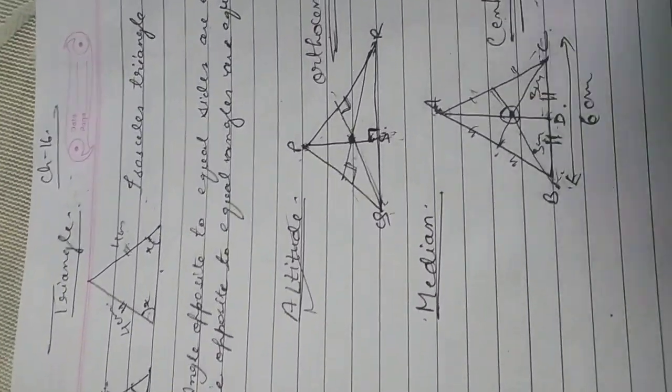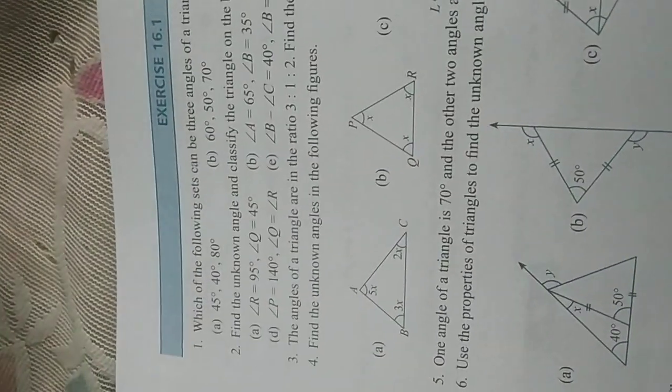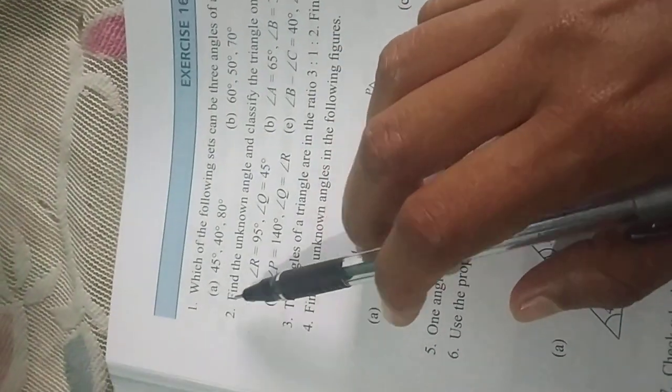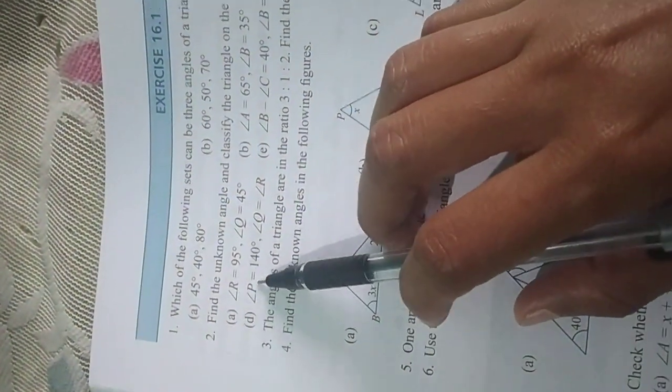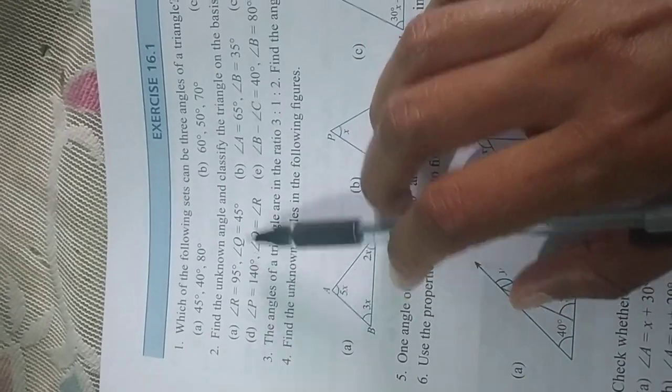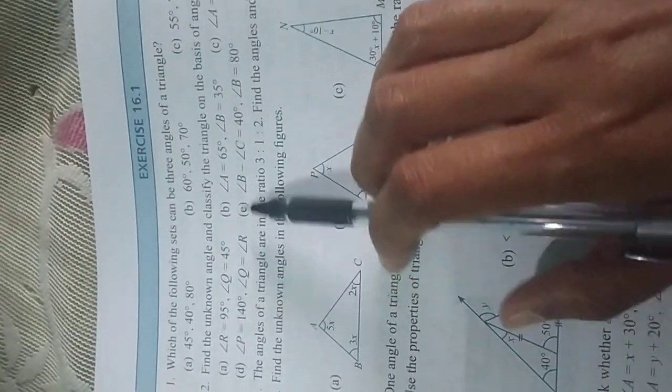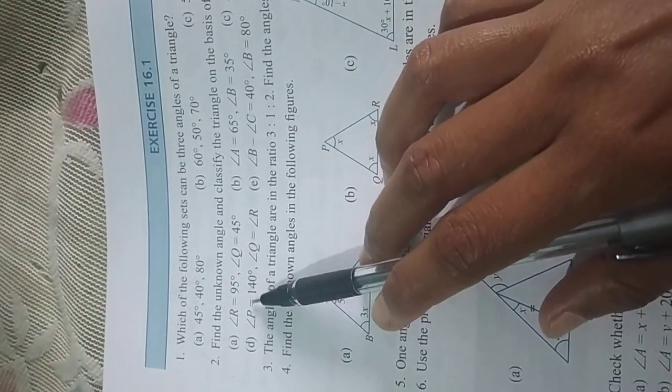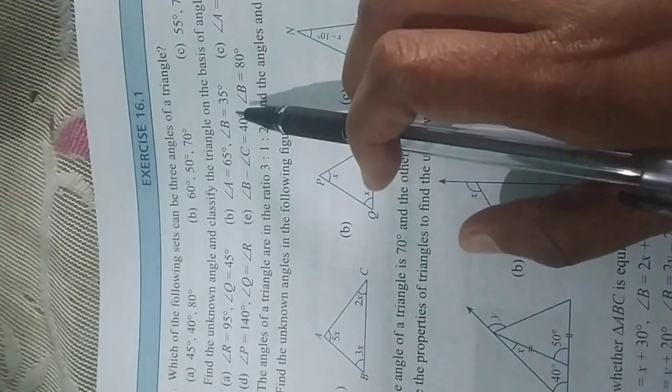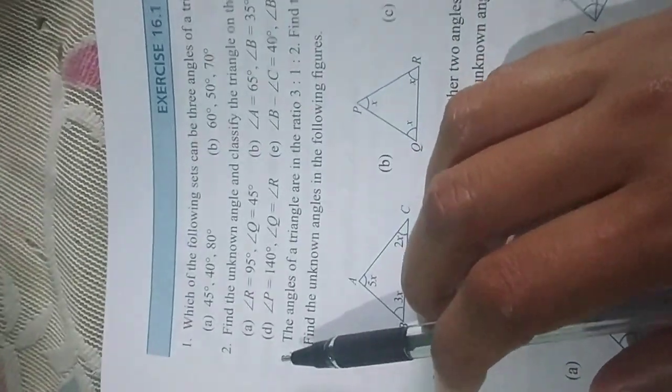Now students, come to the exercise questions. I told you to do questions number 1 and 2. I hope you have done them. If you have any confusion, I will give you the answers in the group. Somebody asked me about D number and E number, so I will give you the answers. Now come to question number 3.